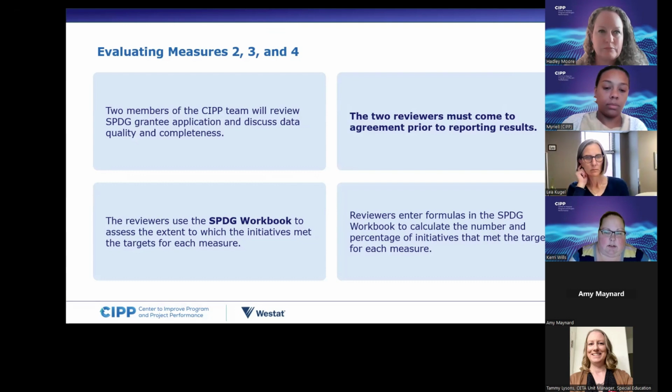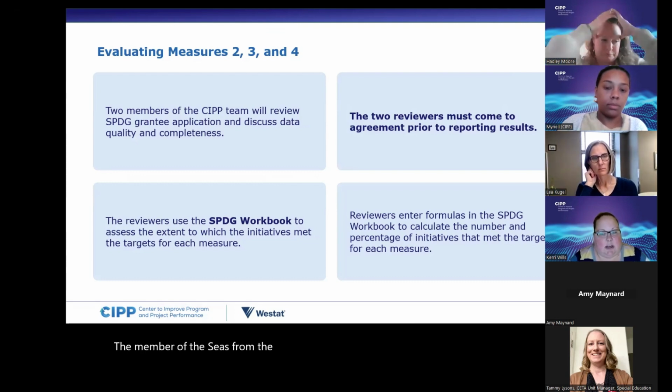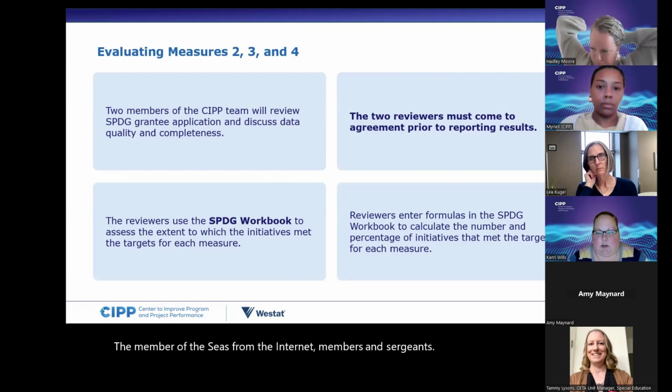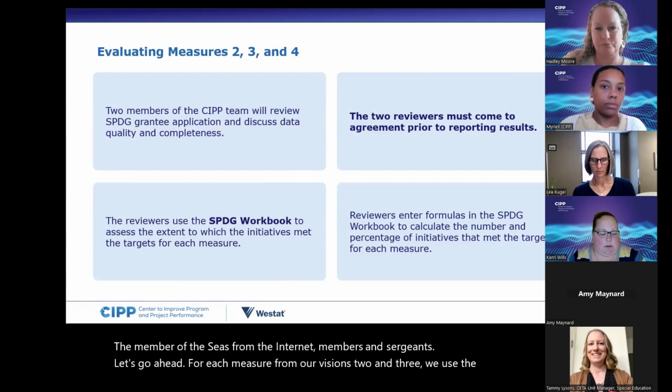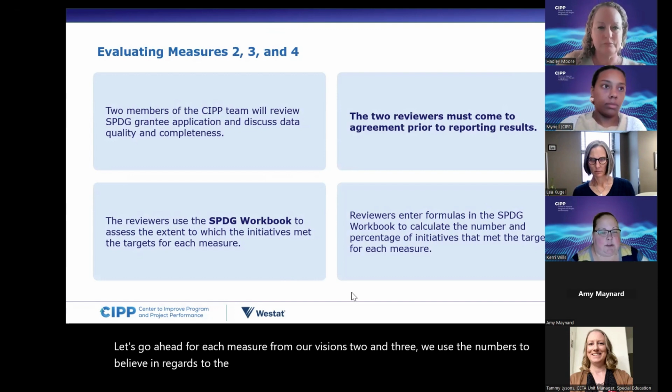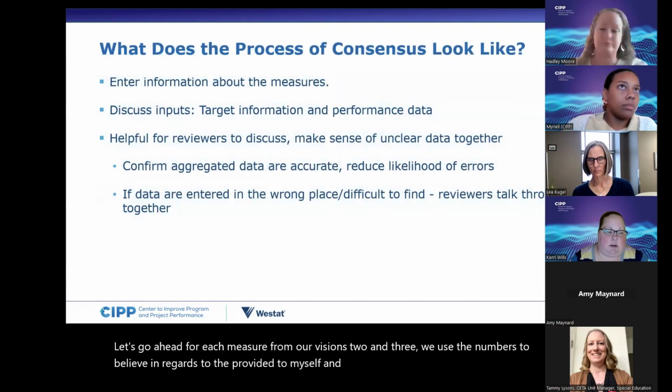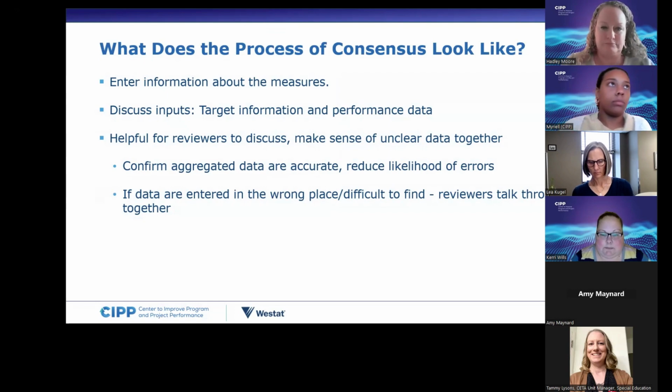And then that workbook is used to calculate numbers and percentages for the initiatives that met the target for each measure. For measures 2 and 3, we use the numbers to complete the reports that we provide to OSEP. And then for measure 4, for the child outcome measure, we review the data provided by grantees in their application and we give feedback to OSEP, but we don't actually include this measure in the report to OSEP because it's so new, they're still getting feedback about it.